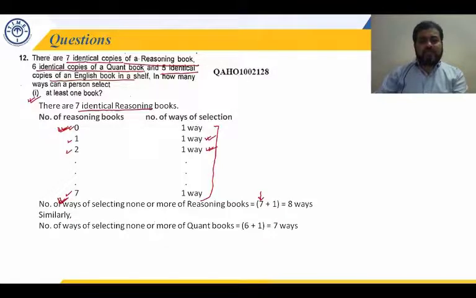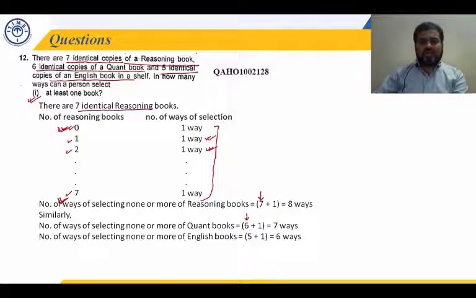Similarly, the number of ways of selecting none or more of the quant books will be the number of quant books plus 1. So 6 plus 1, 7 ways. The number of ways of selecting none or more of the English books will be again the number of English books plus 1. So 5 plus 1, which is 6 ways.